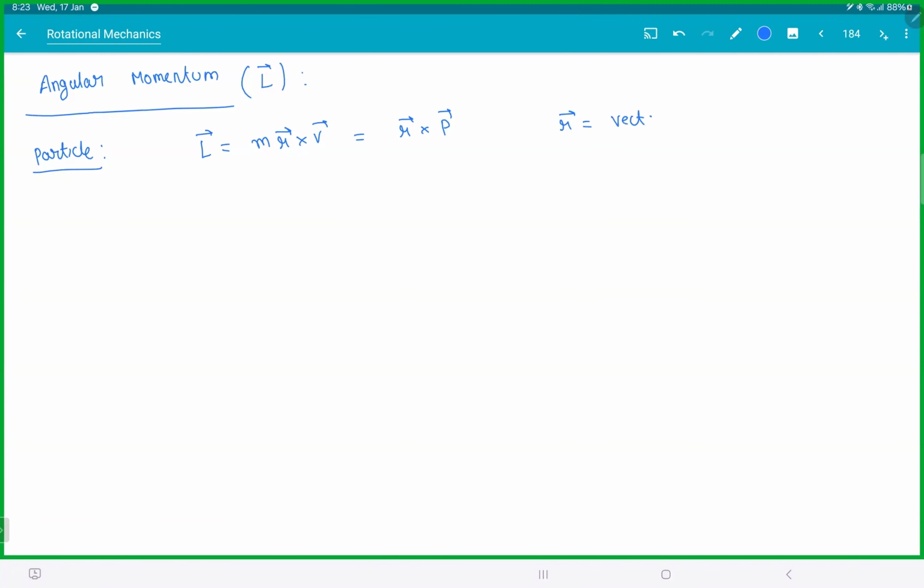R bar is a vector from the axis to the particle. Just like torque, r bar cross F bar, where r bar is a vector from the axis to the force. P bar is your linear momentum.